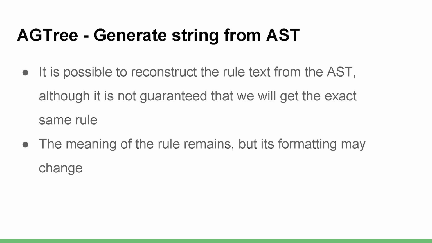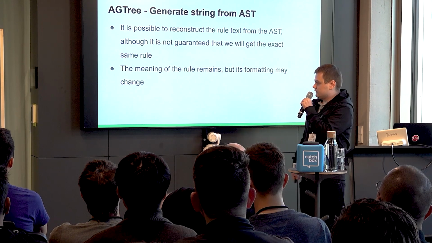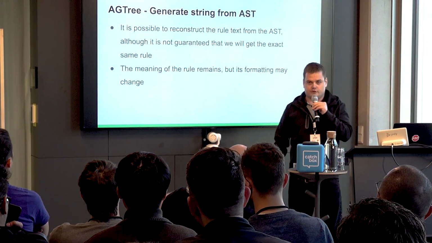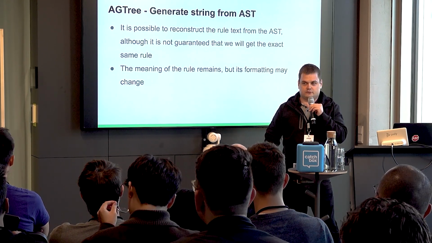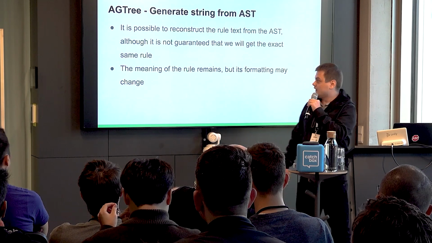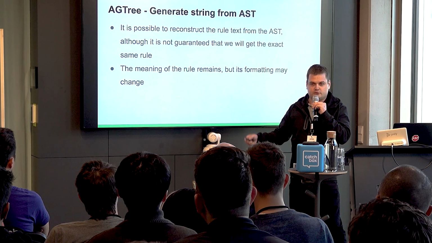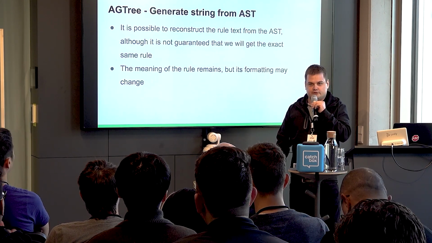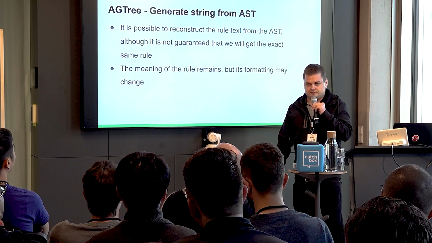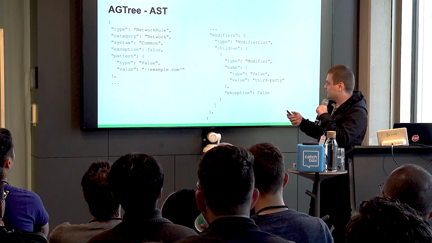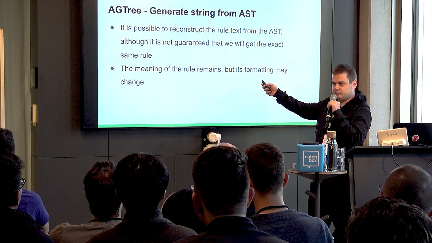And yeah, generating a string from the AST. Sometimes we want to get the string. It's the typical use case when you parse a rule, do some modification on the AST, and after that you want to generate it back to a string. It can also be used for formatting purposes. It's a future plan to add some formatting options to the generator, for example a cool type of scriptlets or something like that. But an important thing: the meaning of the rule remains, even if the formatting is different.